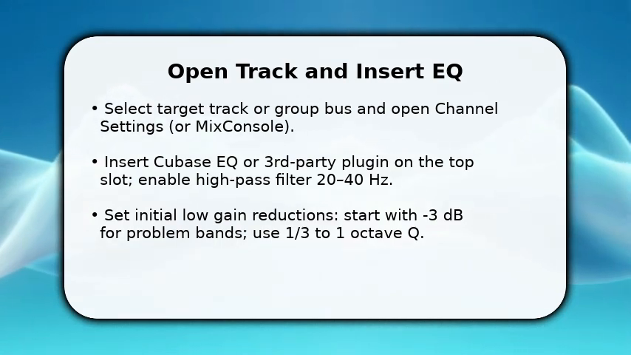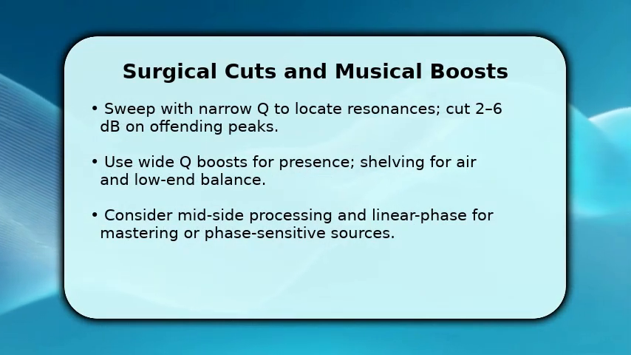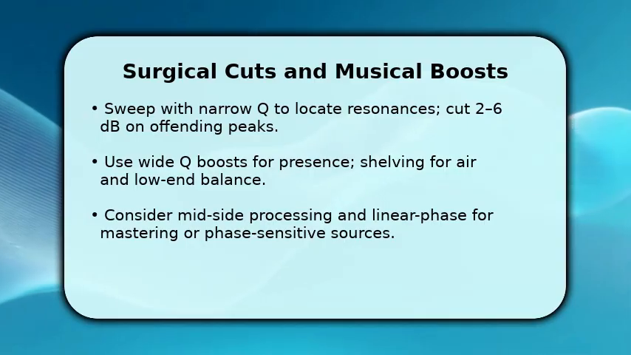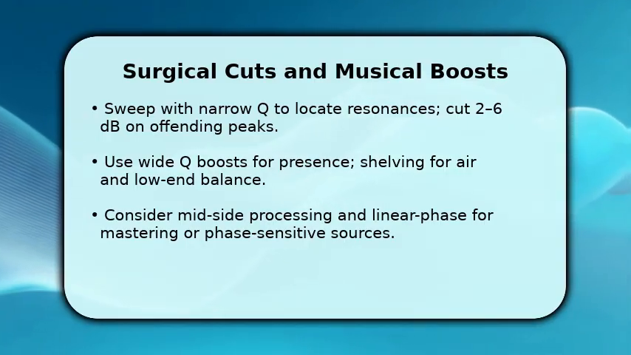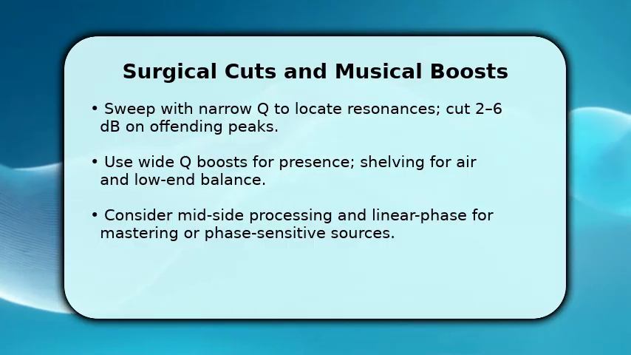Once you've removed obvious low end and mud, use narrow Q sweeps to find resonances and remove them by 2-6 dB. This is surgical work, not tone shaping. For musical enhancement, apply wider Q boosts to add presence or warmth. Use a high shelf for air and a low shelf for body.